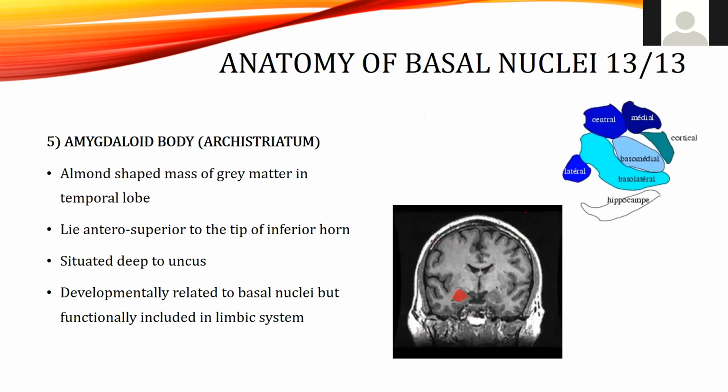We then have the amygdaloid body. We shall not extend too much on the amygdaloid body because it takes part mostly in the limbic system, functionally. It is an almond-shaped mass of gray matter which is found in the temporal lobe, deep into the uncus.